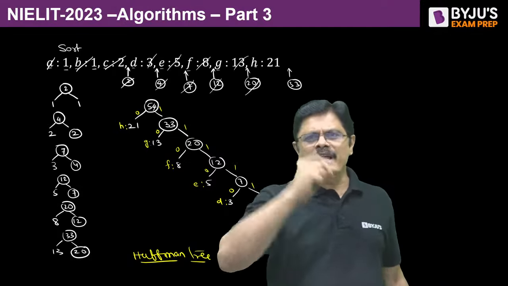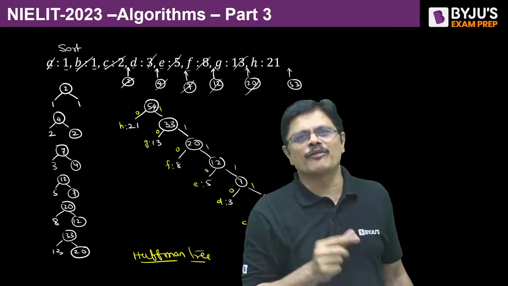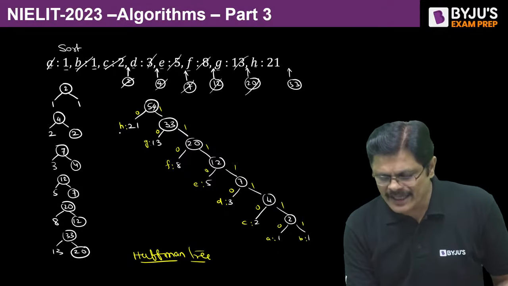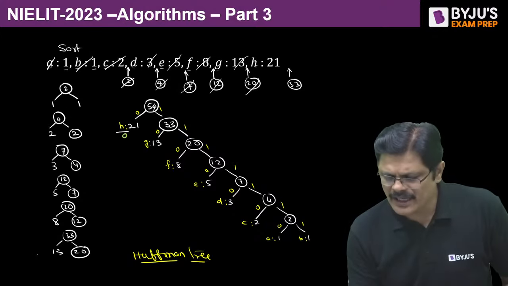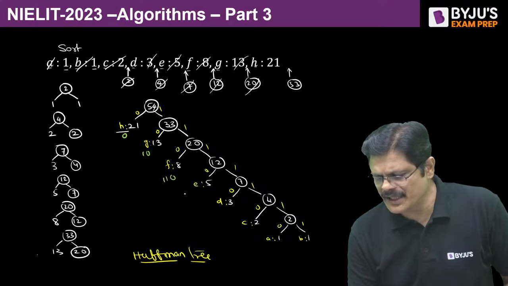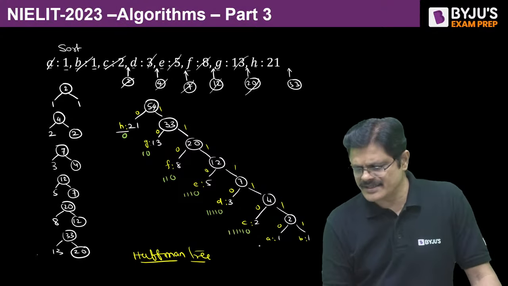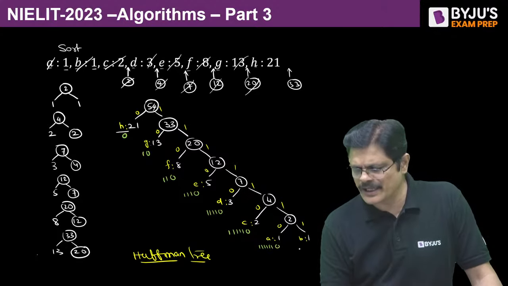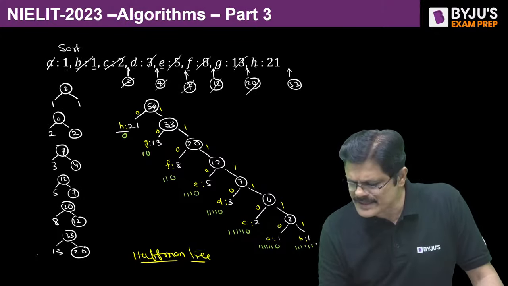From root to leaf, if you write down the edge labels, that will be the Huffman code for that particular letter. So for H, the Huffman code would be 0. For G, the Huffman code is 10. For F, it is 110. For E, it is 1110. For D, it is 11110. For C, it is 111110. For A, it is 1111110. And for B, it is seven 1s. Is it 7? Yeah, seven 1s. 4, 5, 6, 7.